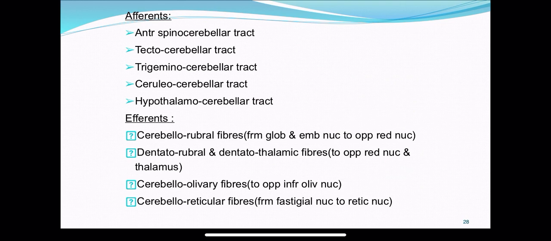Dentato-rubral and dentato-thalamic fibers to opposite red nucleus and thalamus. Cerebello-olivary fibers to opposite inferior olivary nucleus. Cerebello-reticular fibers from fastigial nucleus to reticular nucleus. So these will form the afferent and efferent tracts that pass through the superior cerebellar peduncle. Afferents are going into the cerebellum, efferents are coming out of the cerebellum.